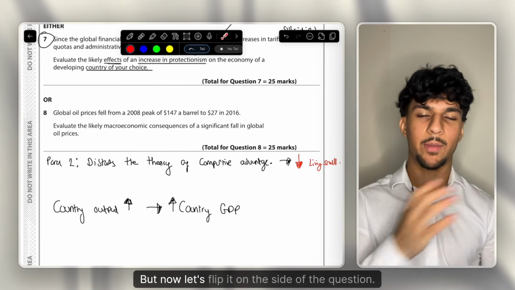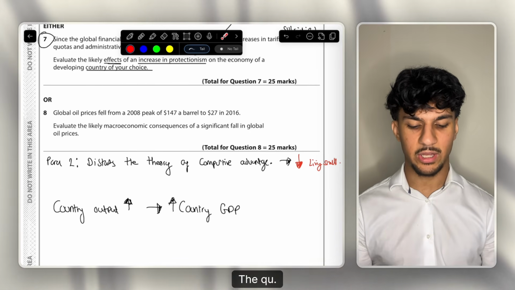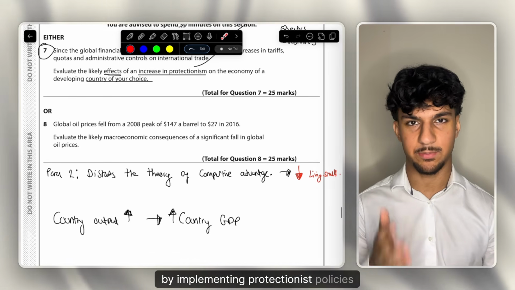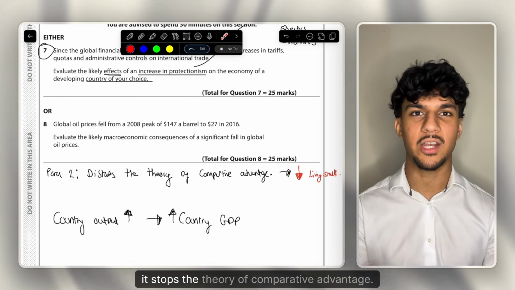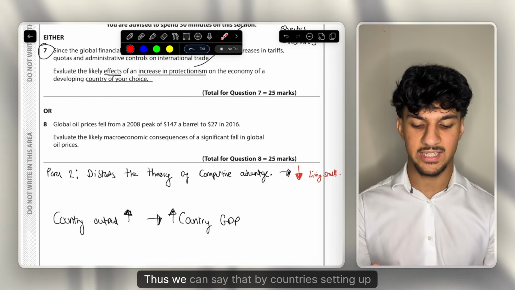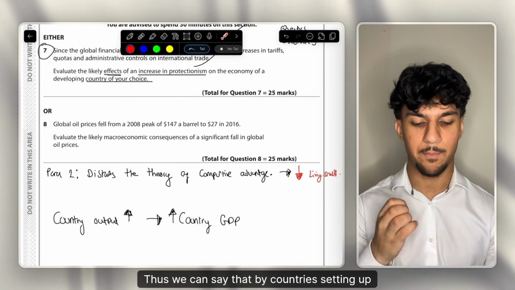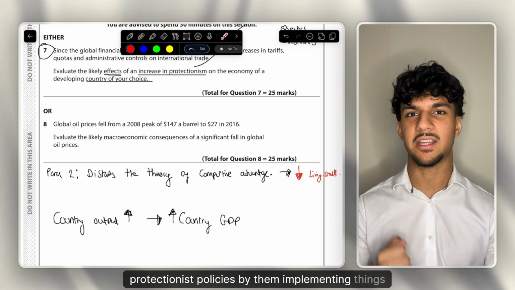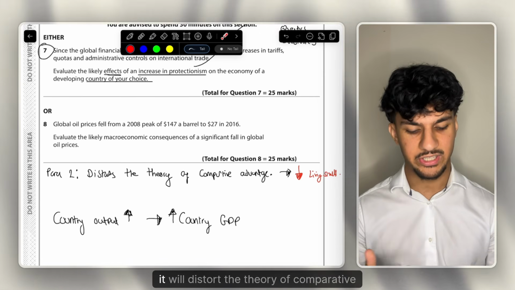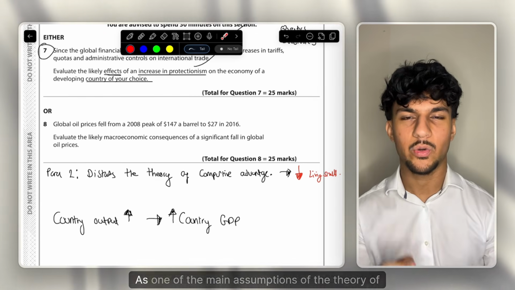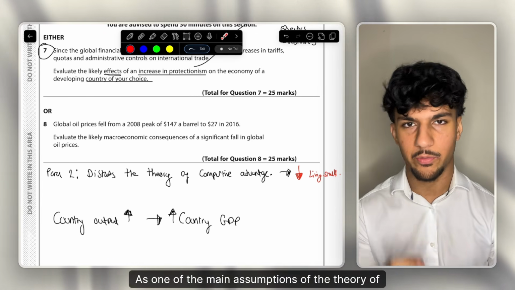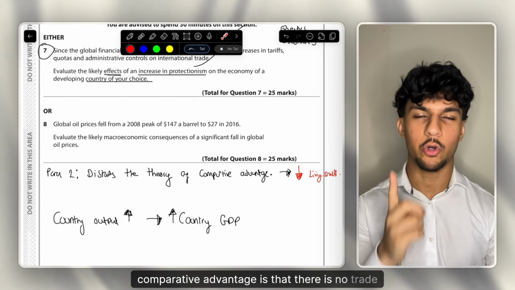But now, let's flip it on the side of the question. By implementing protectionist policies, this is one thing that will distort, it stops the theory of comparative advantage. Thus we can say, by countries setting up protectionist policies, by them implementing things like tariffs and quotas, it will distort the theory of comparative advantage, thus worsen living standards, as one of the main assumptions of the theory of comparative advantage is that there are no trade barriers.